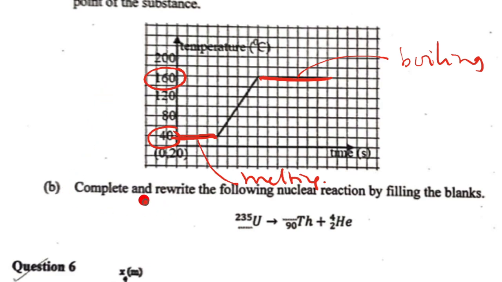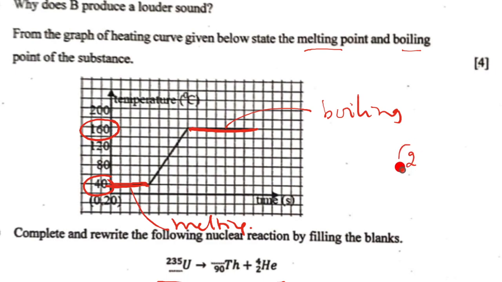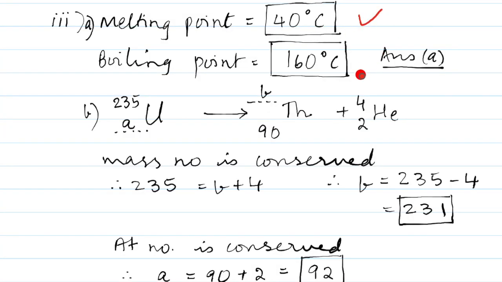Okay, and then we come to B part. Complete and rewrite the following nuclear reaction by filling in the blanks. This is the one. Let us see how we write it down. This is for 4 marks. So 2 marks for this and 2 marks for this. Let's see the solution. So we say melting point is 40 degrees C. Boiling point is 160 degrees C. That gives us our 2 marks.